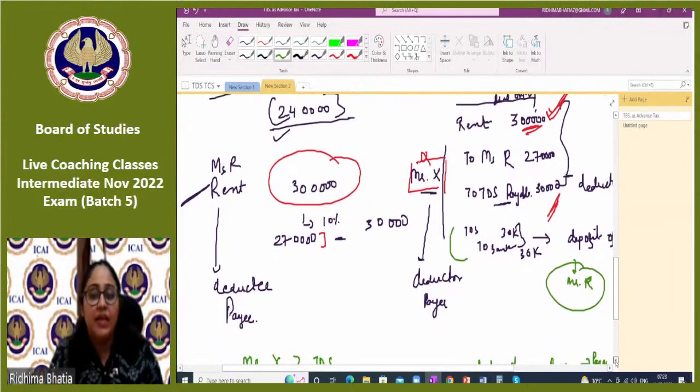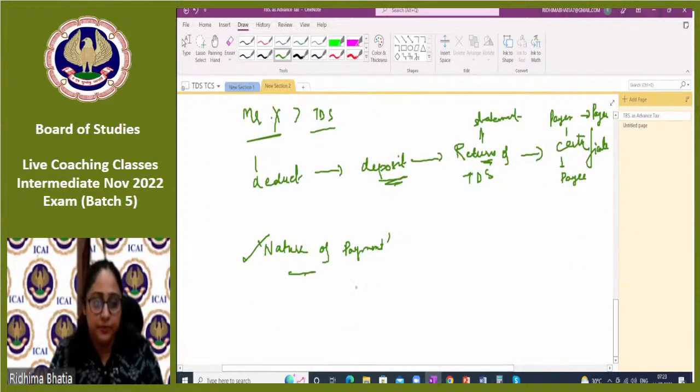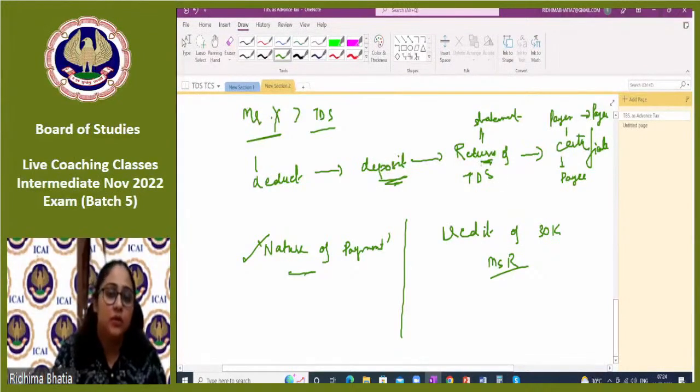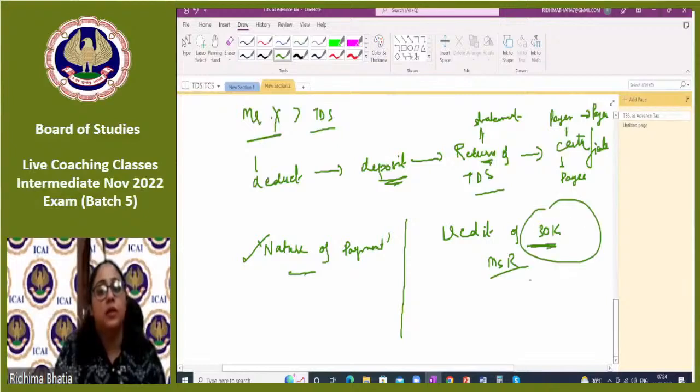Now what will happen? They will give the credit of this 30,000. Do you understand what credit is? The amount which is given for the benefit of. They will give the credit of this 30,000 to Miss R. The moment the return is filed by the deductor, the government will know that this 30,000 belongs to Miss R. So they will give the credit of this 30,000 to Miss R.